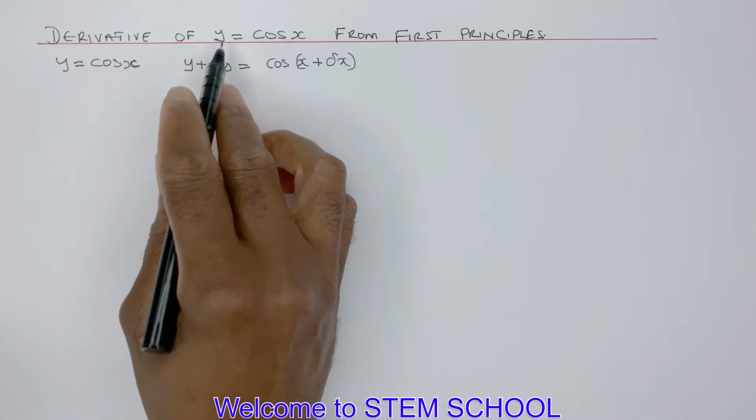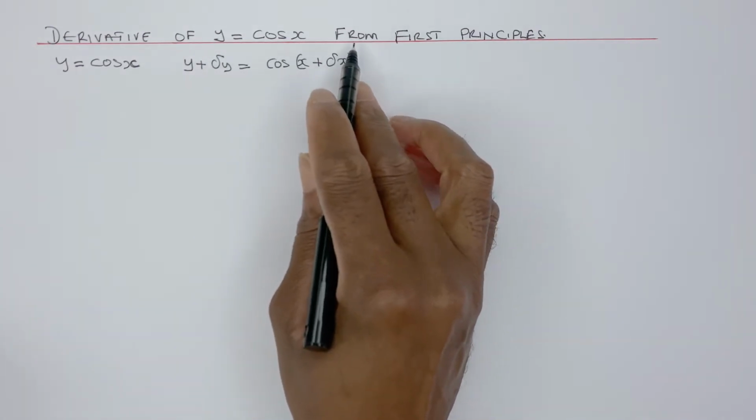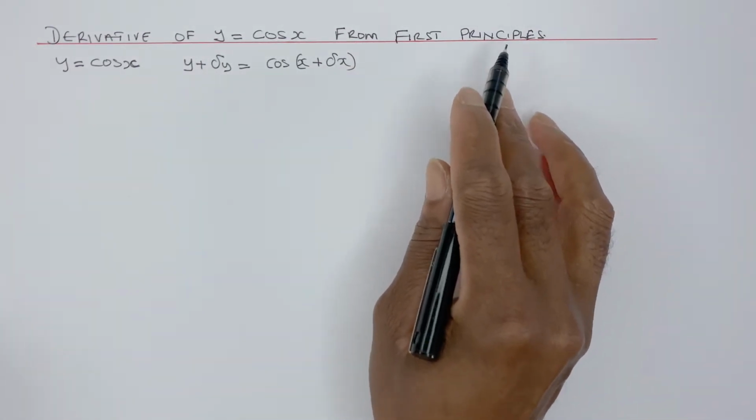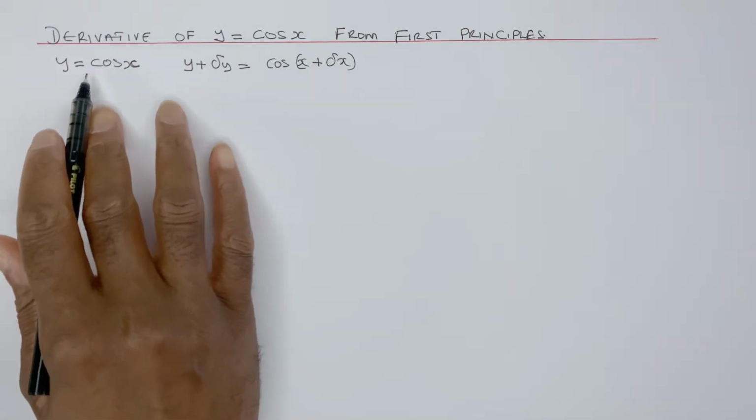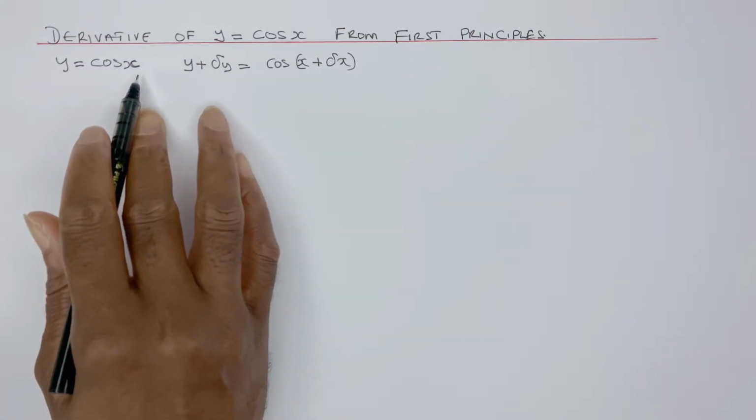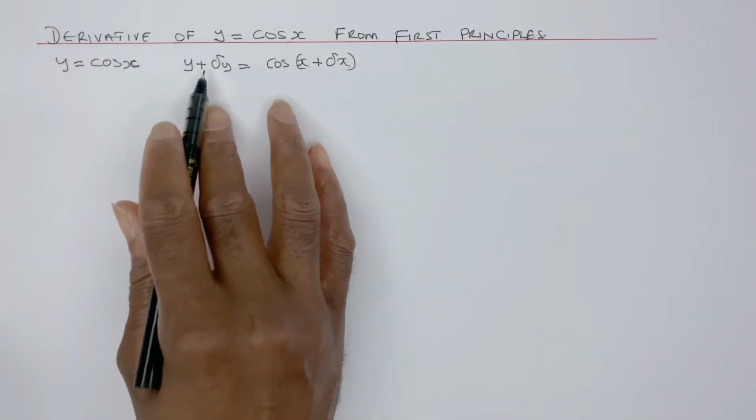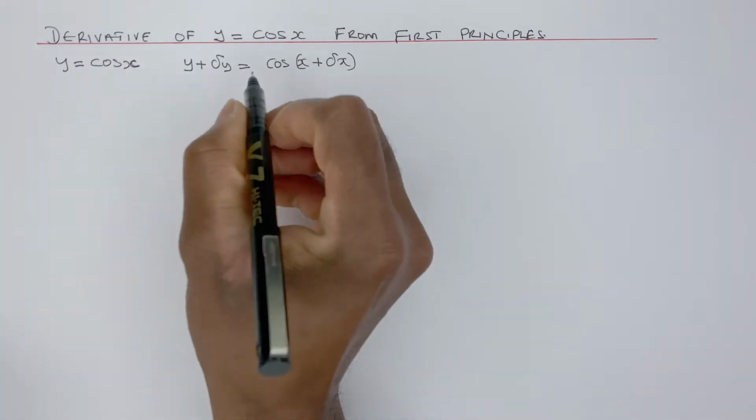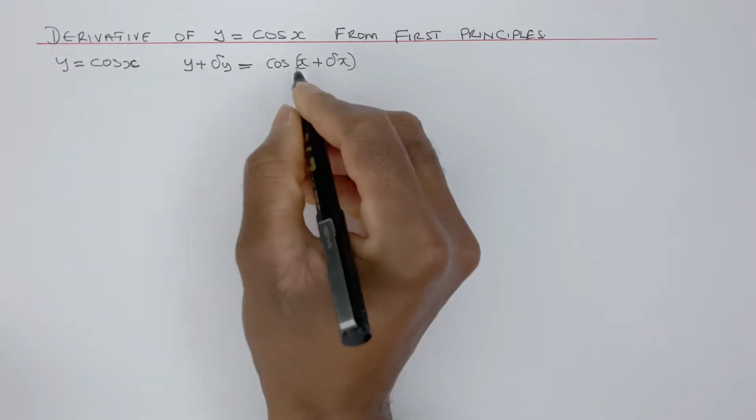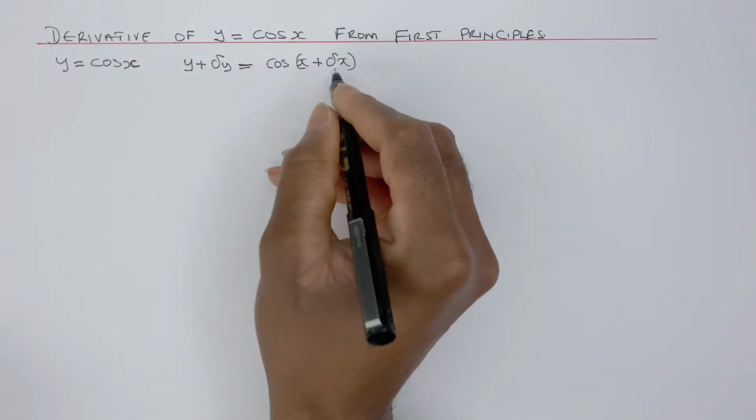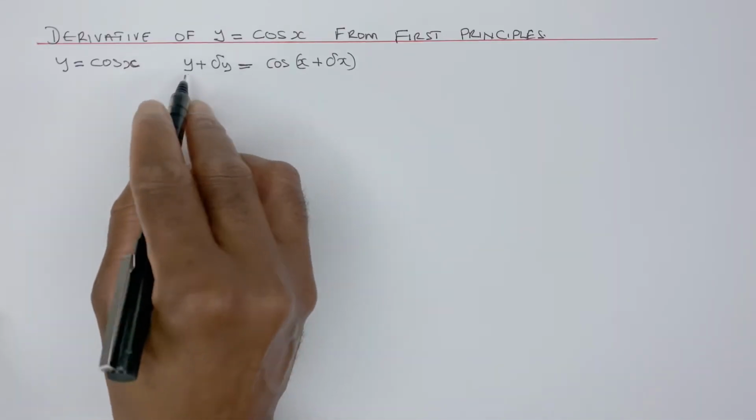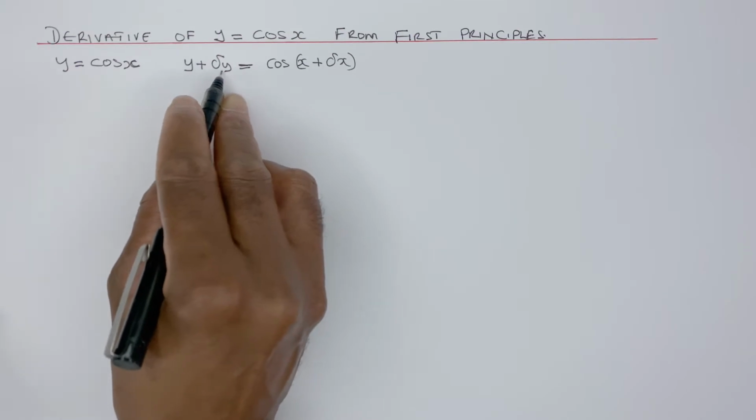Derivative of y equals cos x from first principles. The first point on the curve is y equals cos of x. And the second point on the curve is y plus delta y equals cos open bracket x plus delta x. Now I need to make delta y the subject.